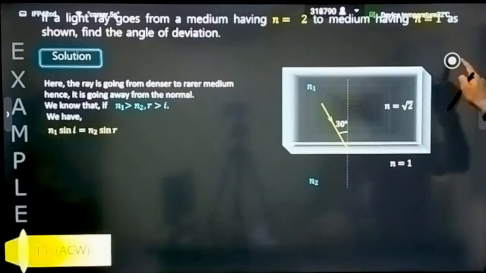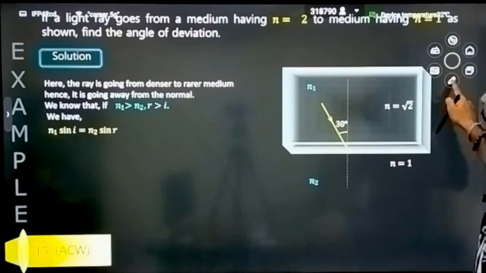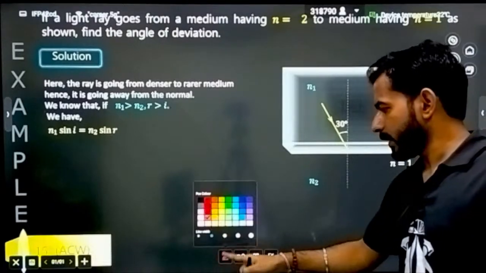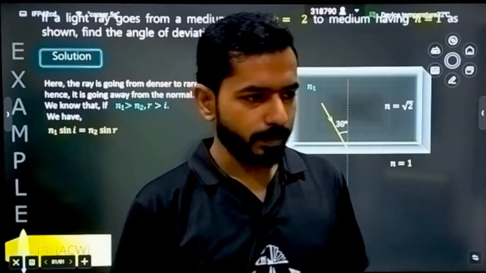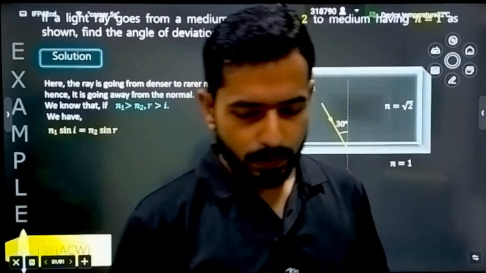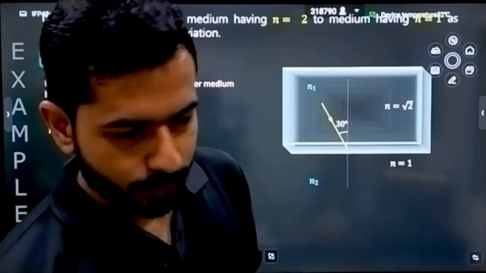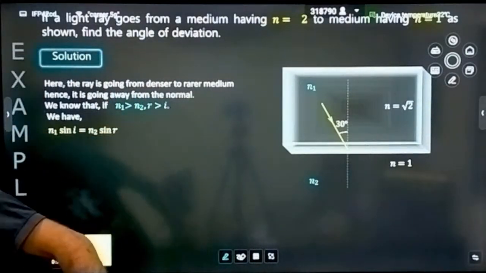Now see, there is a question. Try to solve this question. It will tell you about the basics, how to solve and how to apply Snell's law. It will make things very clear to you. Try to solve this question. Read this question, what the question is saying.